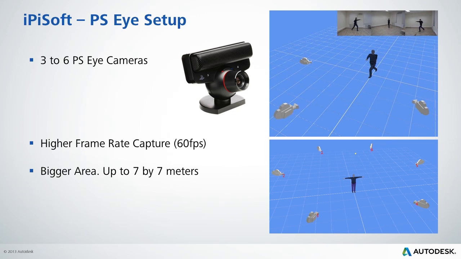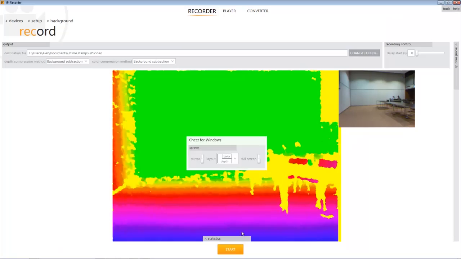It also supports, just on a side note, PSI cameras, which results in a higher frame rate capture, so 60 frames per second as you can read there, and a bigger capturing area. So just to give you an idea how that actually looks and how that works, this is the iPysoft recording software. I just recorded that and sped up the video, and I'm talking over that right now.